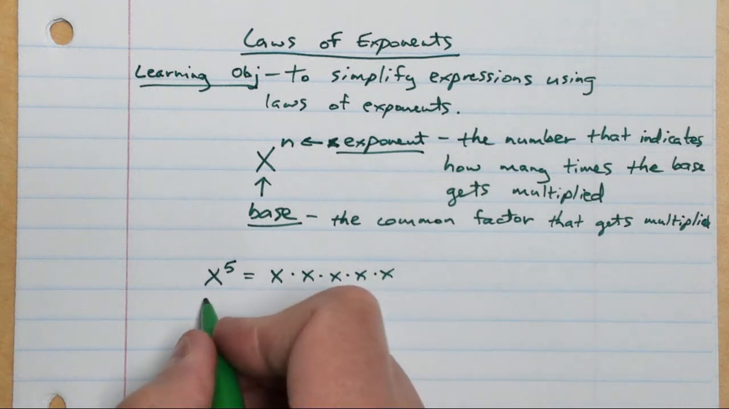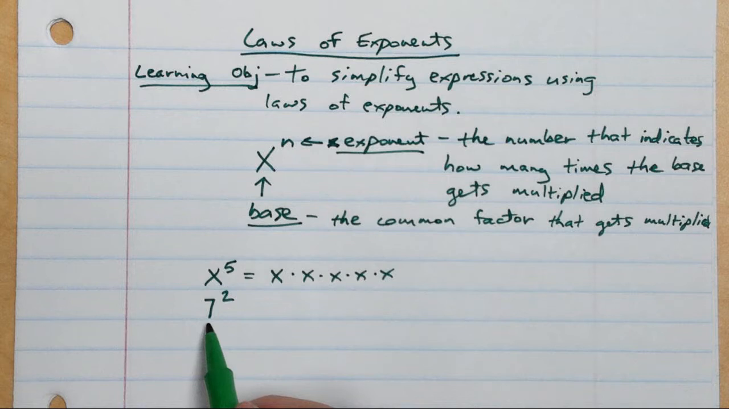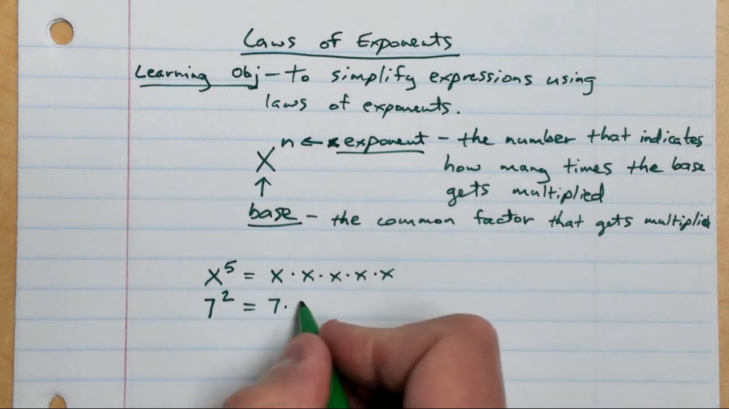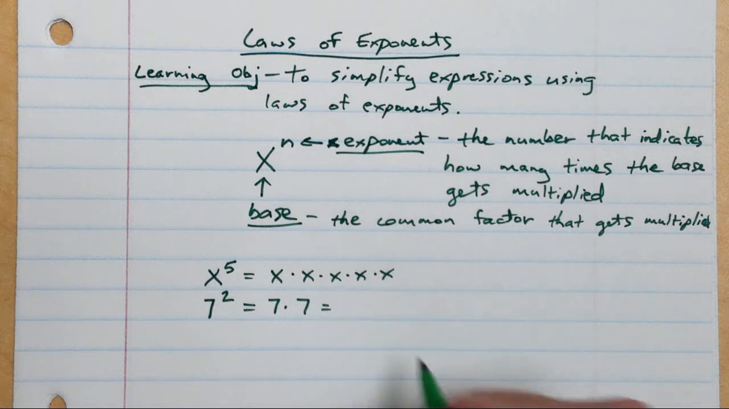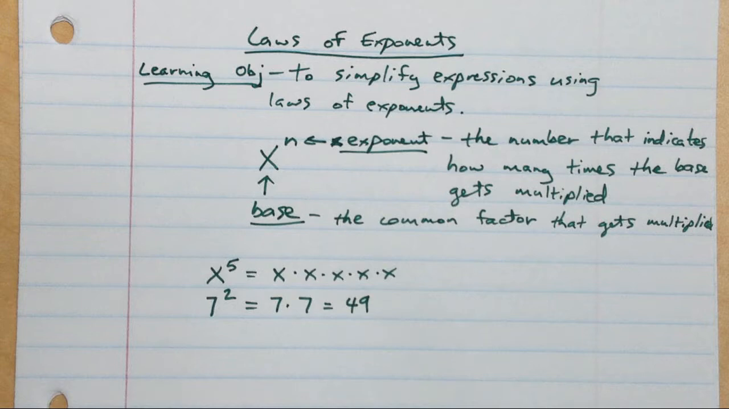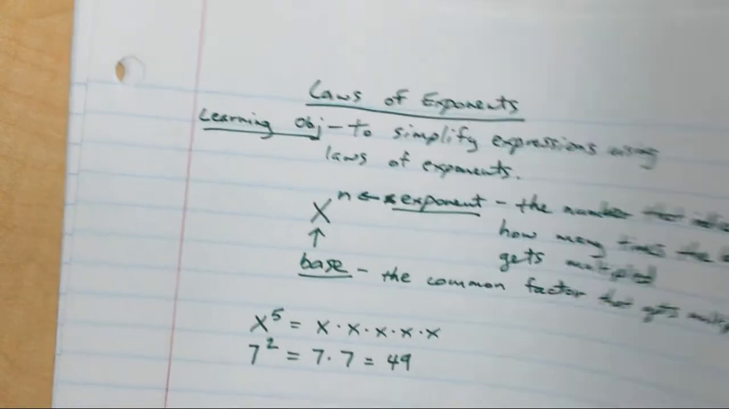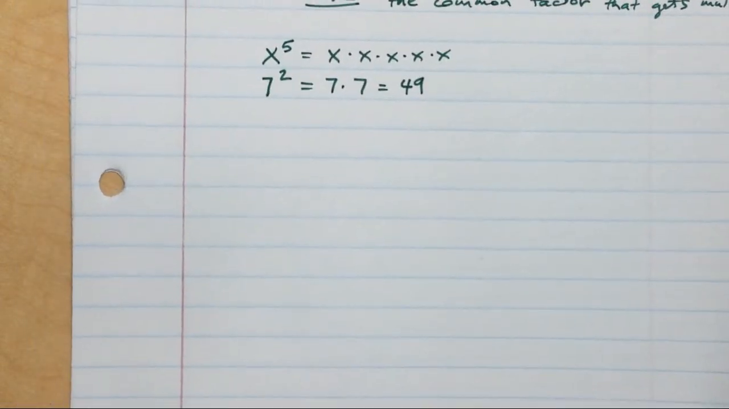Or if I were to write down 7 squared, the base is 7, and the exponent is 2, that's the same thing as 7 times itself twice, but that can simplify down even more to be 49. So that's the idea that's happening here. I'm going to throw in a coefficient.